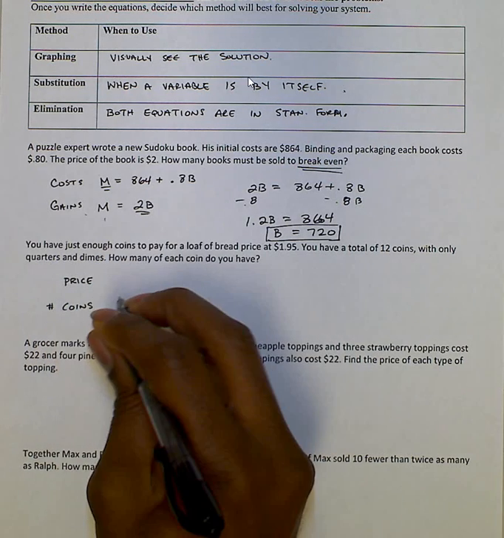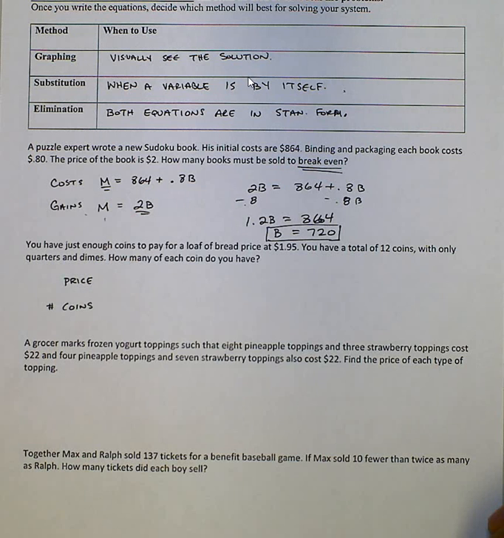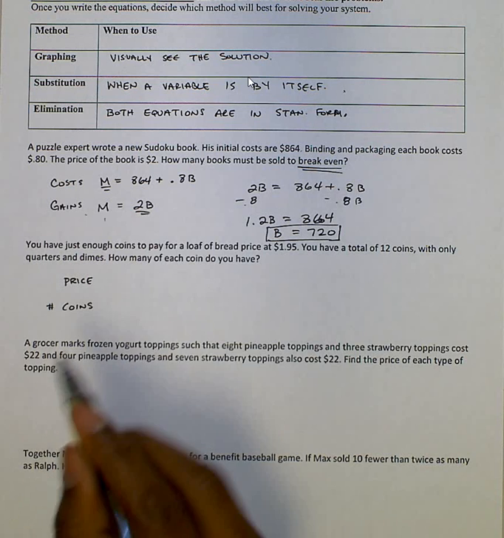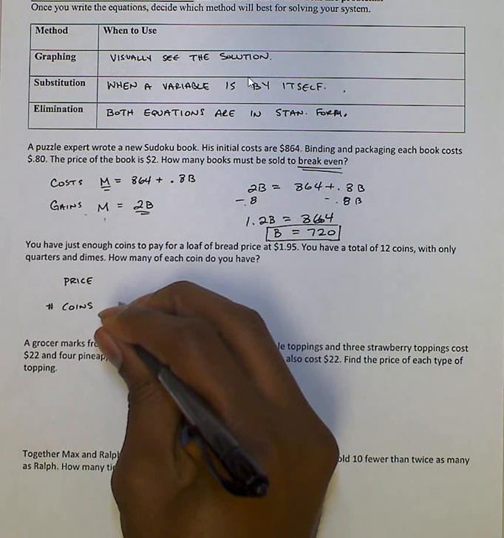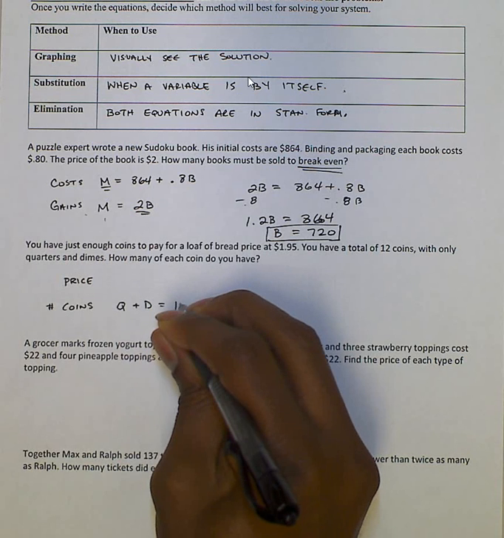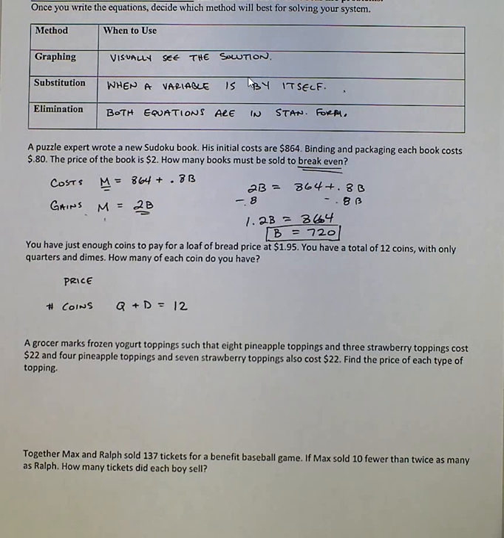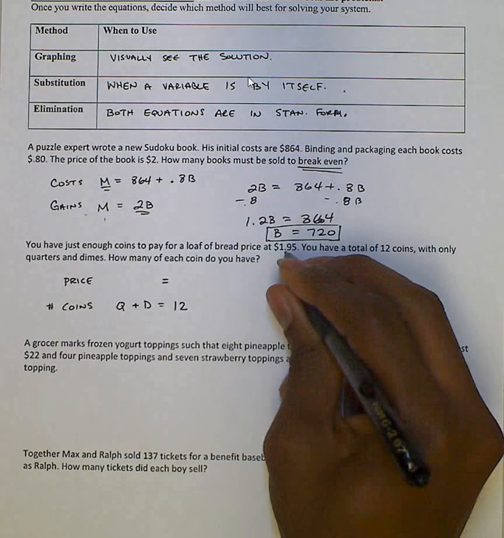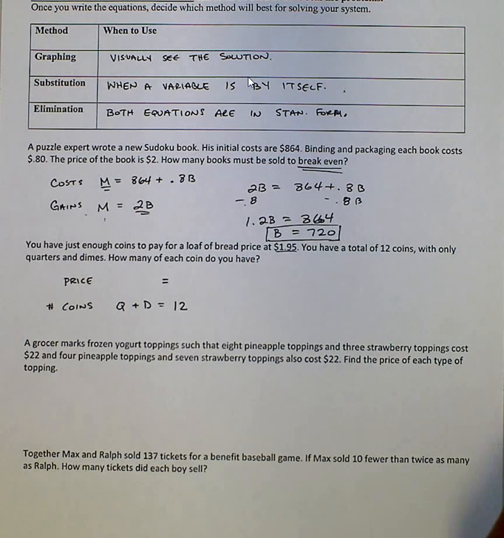The coins part is probably the easier of the two to set up. You have two types of coins, quarters and dimes. When you put the number of quarters plus the number of dimes that you have together, you have 12 coins. Price. Price is $1.95. Now, with all these coin problems, the toughest part I find is decimals.